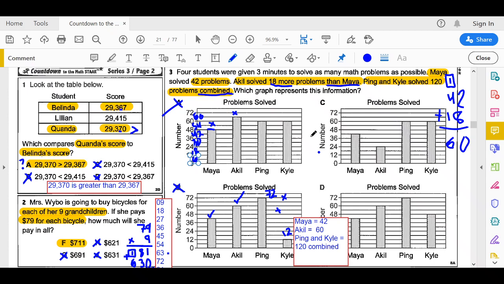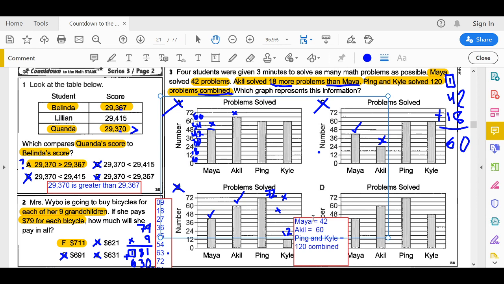Let's move to letter C. Maya needs 42, remember? This one has it, that's correct. Akil needs 60. And here I only see 24. It's not correct. So I can already eliminate letter C. It's not a good option. Let's move to letter D.